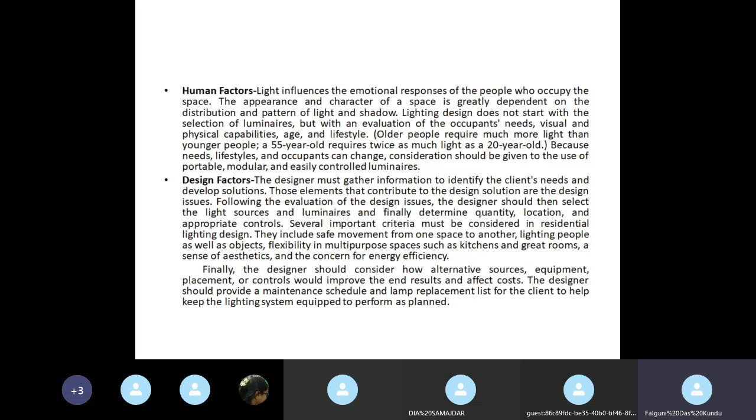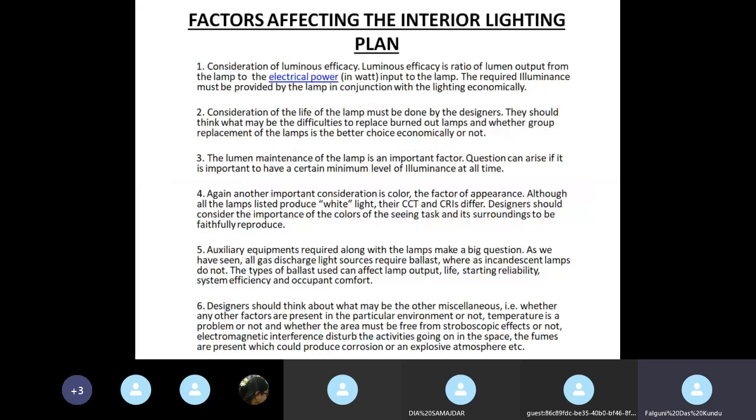Okay. Finally, a designer should consider how the alternative sources, equipment, placement or controls would improve the end results and affect cost. The designer should provide a maintenance schedule and a lamp replacement list for the client to help keep the lighting system equipped to perform as planned. Okay. So now we are going to discuss the factors affecting the interior lighting plan.